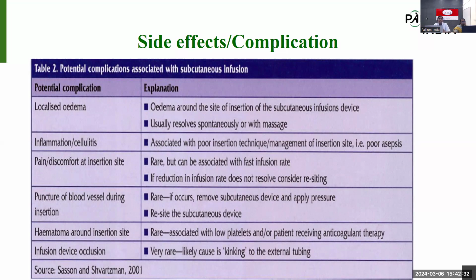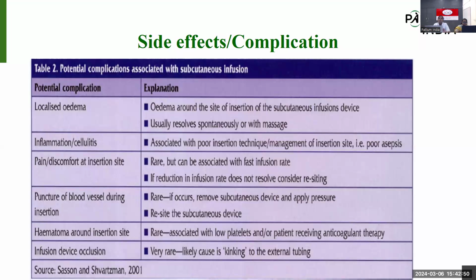Then puncture of blood vessels during insertion. It is very rare because in subcutaneous infusion we are inserting the needle into the subcutaneous space, and we are not touching the IV line at all. So puncture of blood vessel during insertion is very rare.